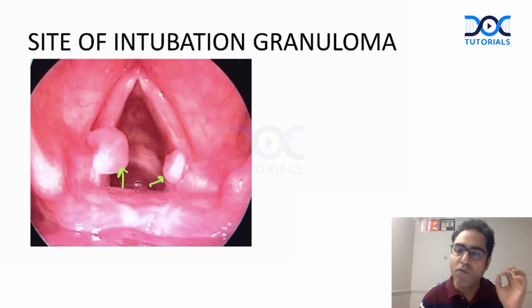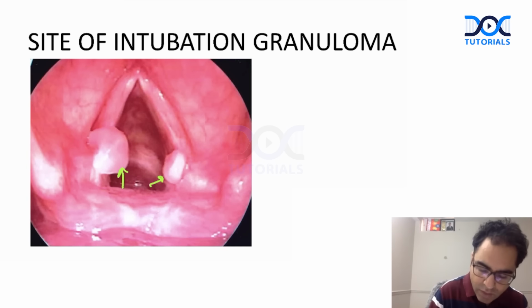Please don't forget, vocal nodule was the junction of anterior 1/3 and posterior 2/3. Intubation granuloma is the junction of anterior 2/3 and posterior 1/3 of the vocal cord. In this case, the treatment will be surgical. The treatment will be microlaryngeal surgery.